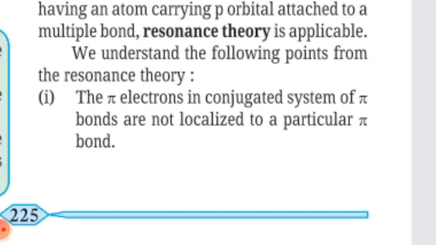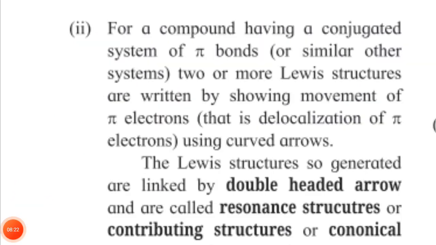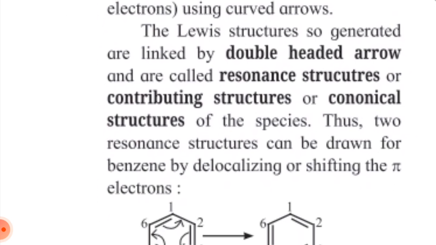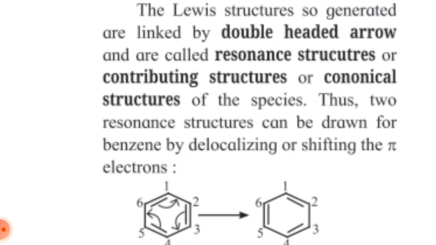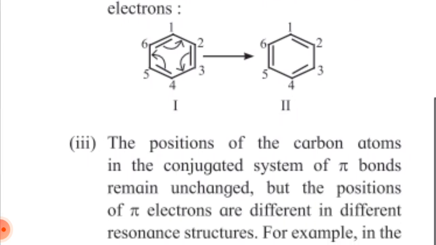First, the pi electrons in a conjugated system of pi bonds are not localized to a particular pi bond. For a compound having a conjugated system of pi bonds or a similar system, 2 or more Lewis structures are written by showing movement of pi electrons, that is, delocalization of pi electrons using curved arrows. The Lewis structures so generated are linked by double-headed arrows and are called resonance structures, contributing structures or canonical structures of the species. Thus, 2 resonance structures can be drawn for benzene by delocalizing or shifting the pi electrons.